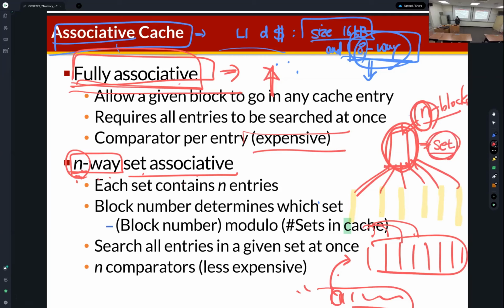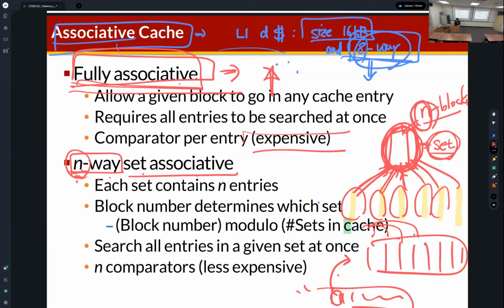So what does that mean? Like the direct map cache we learned, multiple memory blocks can be mapped into a single cache set. But in this single cache set, we can store multiple blocks. Okay? What's the benefit?